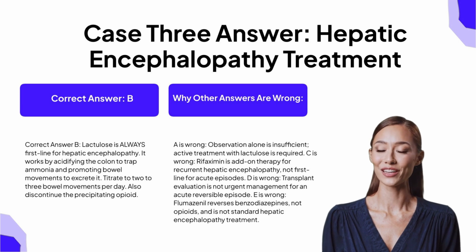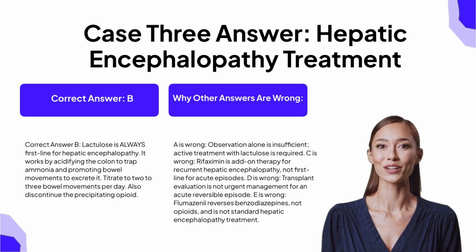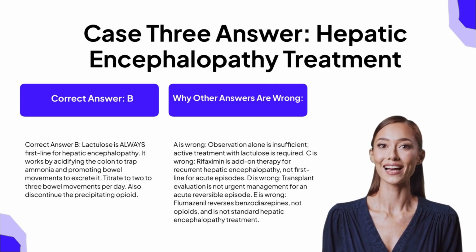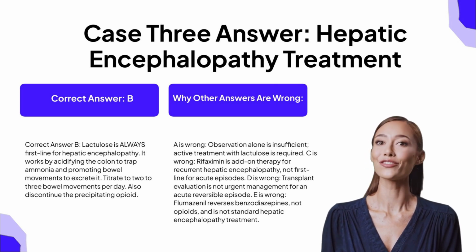Lactulose is always first line for hepatic encephalopathy. It works by acidifying the colon, which traps ammonia as ammonium and prevents absorption. It also causes osmotic diarrhea to excrete the ammonia. Titrate to 2 to 3 bowel movements per day. You should also discontinue the opioid trigger, but lactulose is the active treatment.